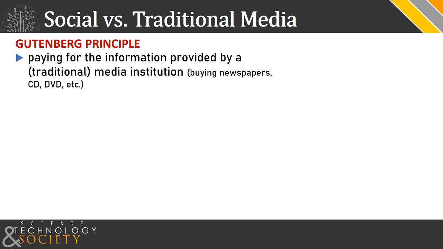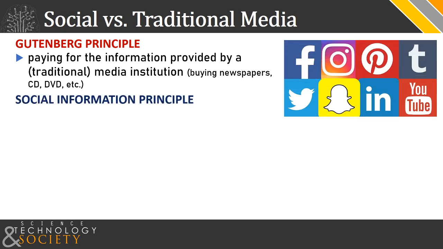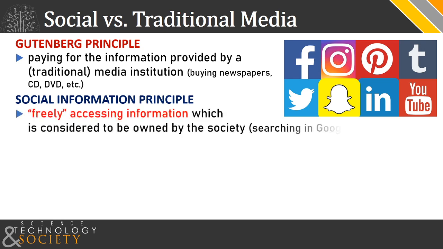In contrast to traditional media, social media follows the social information principle. In this ideology, information is owned, not by institutions, but by everyone. So, if everyone is the owner, then accessing information is virtually free. When you search in Google, for instance, you are actually accessing information provided by other people. A similar thing happens on Facebook.